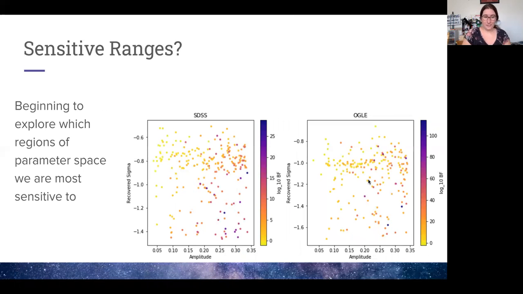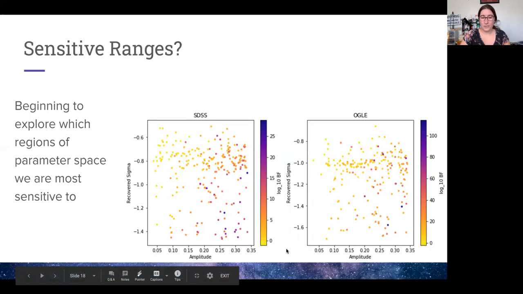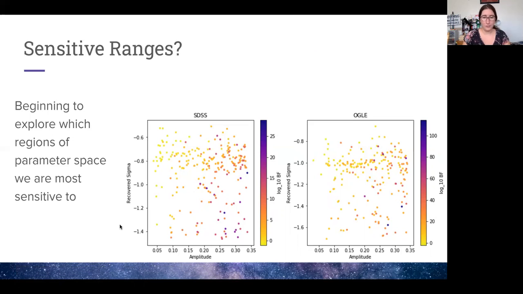The way we're hoping to do this is by exploring which ranges of these different parameters we are really sensitive to for these different types of surveys. A way that I'm thinking of doing this is shown here. This is a very preliminary plot. Here I'm showing the amplitude of the sinusoid versus the recovered sigma for the damped random walk, so this is the amplitude of variation. We might think that these parameters might be related.